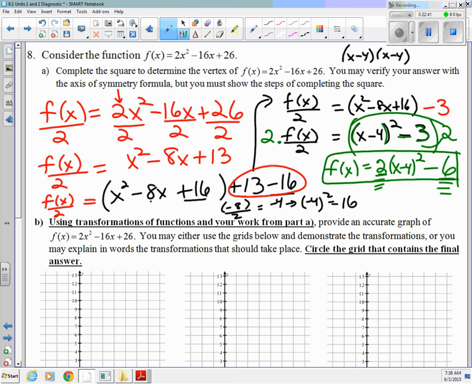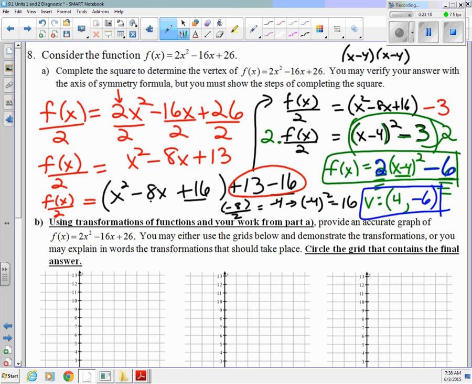Now, the vertex basically are the horizontal and vertical transformations. So if I took the original vertex, which for a parabola is 0, 0, my inside stuff says subtract 4. I'm going to do the inverse of that, so I add 4. So 0 plus 4 is 4. Then the vertical transformation stuff, I multiply by 2 and I subtract 6. If I take 0 and multiply by 2, I get 0. If I subtract 6, I get negative 6. So that is my vertex.